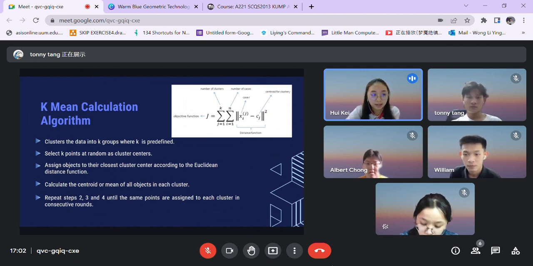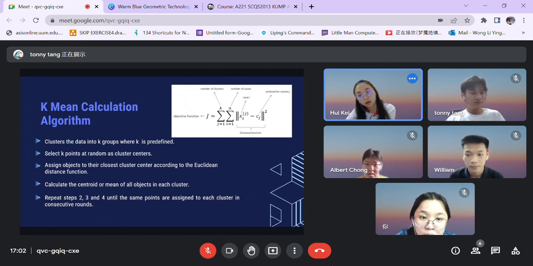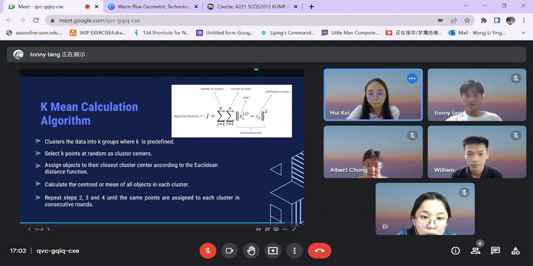And now I would like to ask some questions about this. The first question is, how would we perform K-means on a very large data set? Which one of you would like to answer this question?